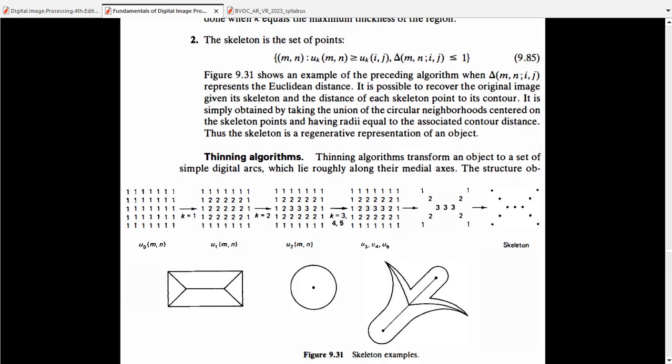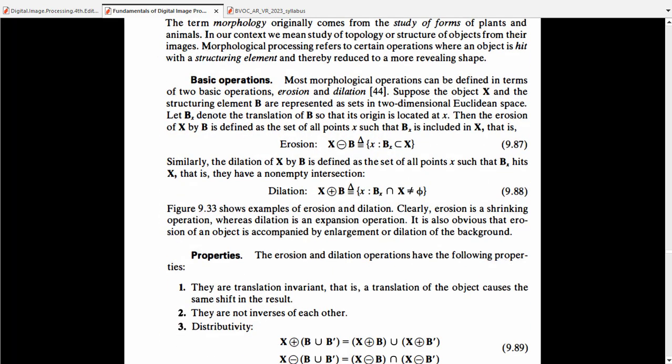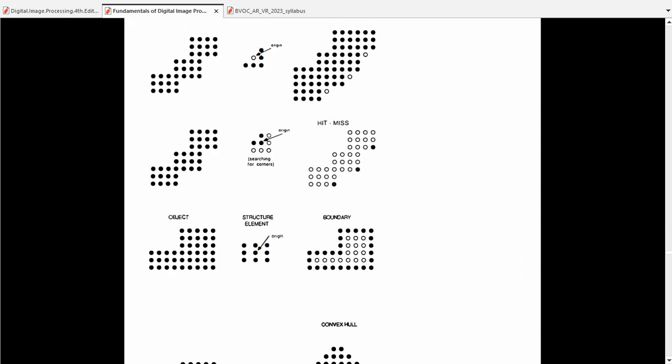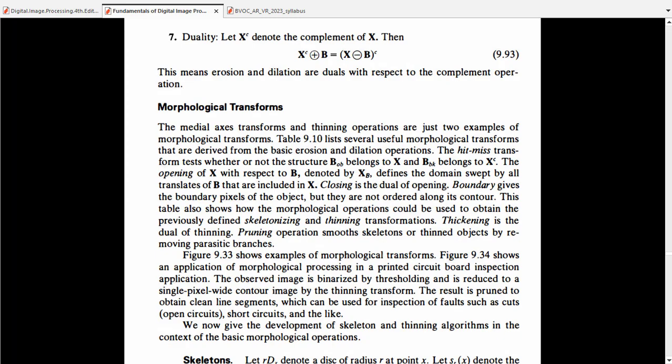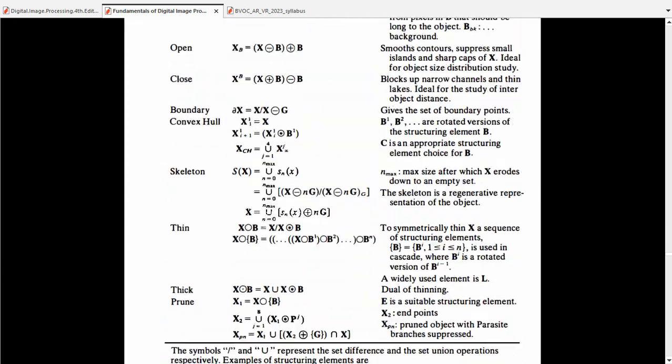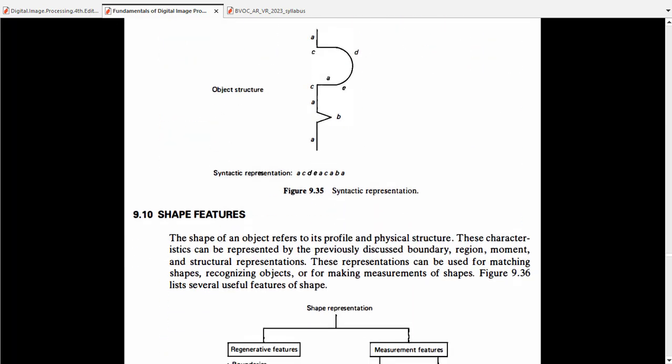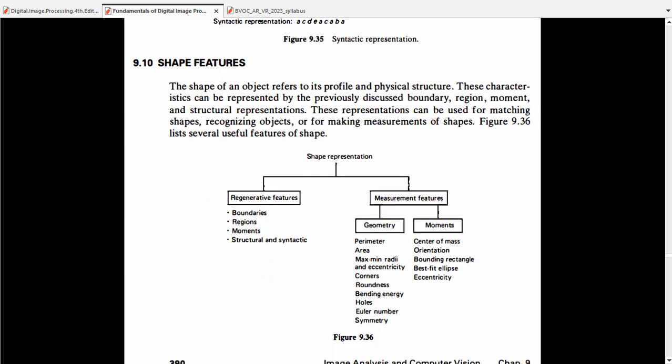So many types of algorithms come to analysis from the type of edge detection techniques. This is another type of morphological technique that supports it from the type of transformations: thinning and syntactic representation, shape features. This is another important thing about the feature of edge detection. Normally shape is also an important measurement that comes to analysis from the shape representation, regenerative features and measured features: boundary, region, moment and structural and syntactic.